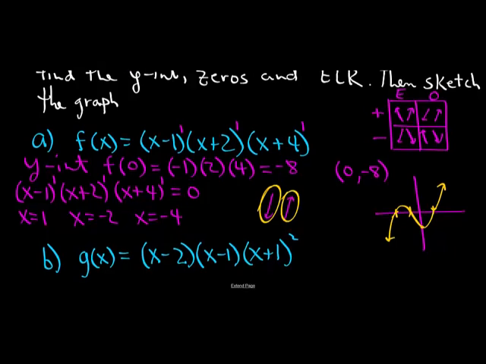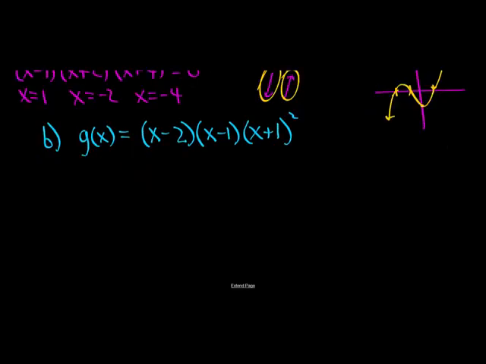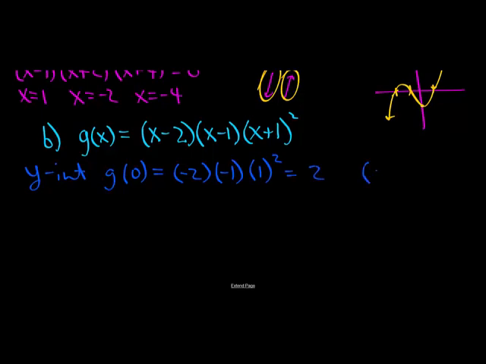Okay, so this one is just like part A. It's just like f of x, except we notice that we've got a square on this factor here. So let's see how we would proceed. First of all, the y-intercept. Same old situation. We just put a 0 in for x, and we multiply, do the arithmetic. So this would be 2. So we've got the y-intercept of 0, 2.